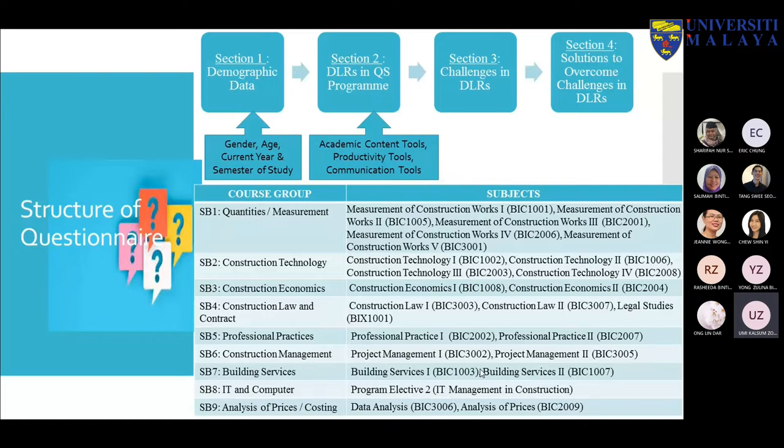For section 2, on the digital learning resources, the questions mainly focus on the academic content tools, the productivity tools, and the communication tools. Whereas for the challenges in the digital learning resources, we have divided them into four main categories, which are the technological infrastructure, access to the digital infrastructure, developing digital competence, and the last one, the personal interest. The technological infrastructure refers to the hardware and the technical infrastructure of connectivity. And challenges to the access to the technological infrastructure include access to hardware, such as laptops and mobile devices used in conducting online learning. Students have limited or no access to the digital, especially those from low-income families.